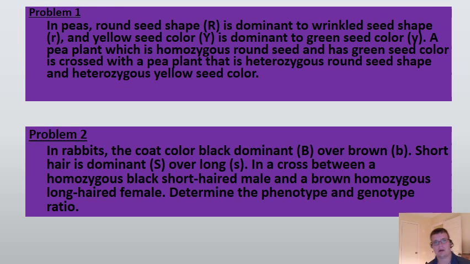So here are a couple practice problems. Again, go back through this video if you need any help with any dihybrid problems or anything like that. But here are 2 problems that I would like you to try before class.